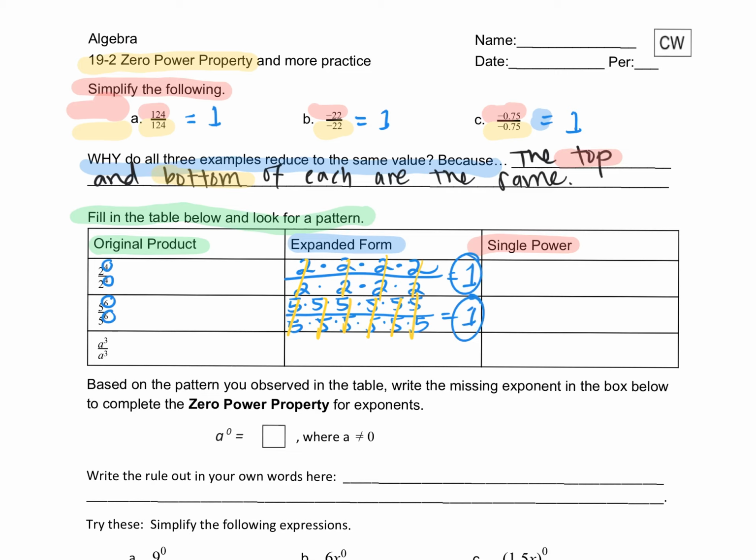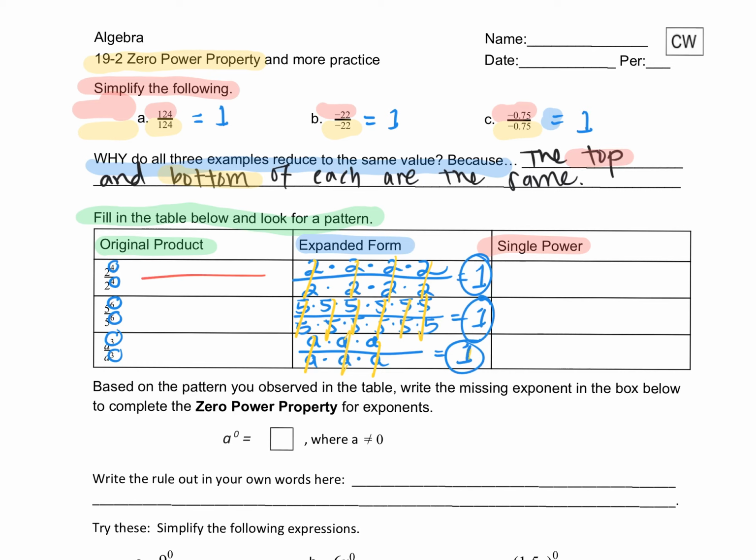And then finally, the last one, a to the 3rd over a to the 3rd. So then I have 3 a's multiplying each other on the bottom and the top. Same on the top and the bottom again. So it's going to equal 1. So that's what we're seeing from expanded form. Let's see what it looks like if I rewrite it as a single power.